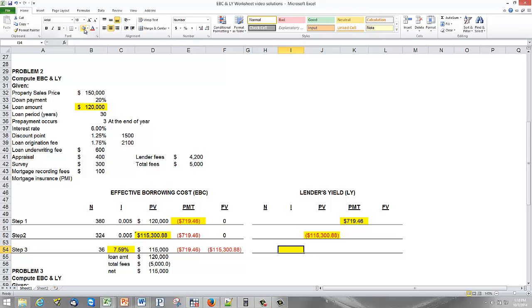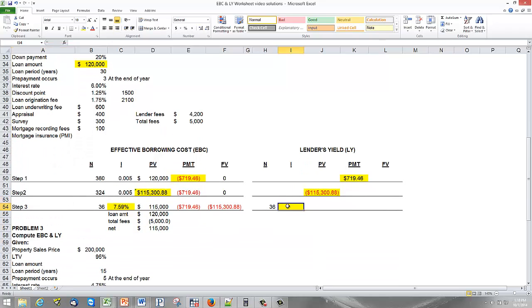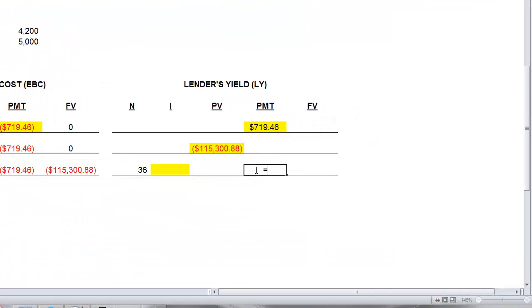Step number 3 is the lender's yield. All right. So the borrower determines the N. So 36 is going to be the same for the lender's yield as it is for the effective borrowing cost. We're going to calculate payment. This payment is just going to drop down, and this outstanding mortgage balance, again, we're going to flip the sign when it comes from here to down here, because again, this is the lender, so the lender receives monthly payments and they receive the outstanding mortgage balance payoff.